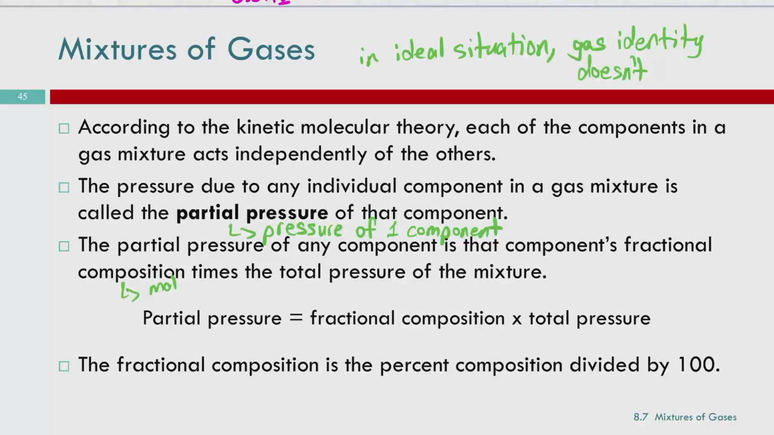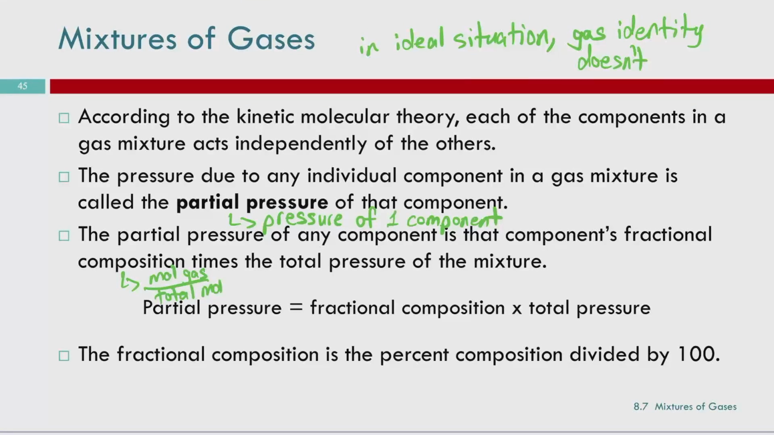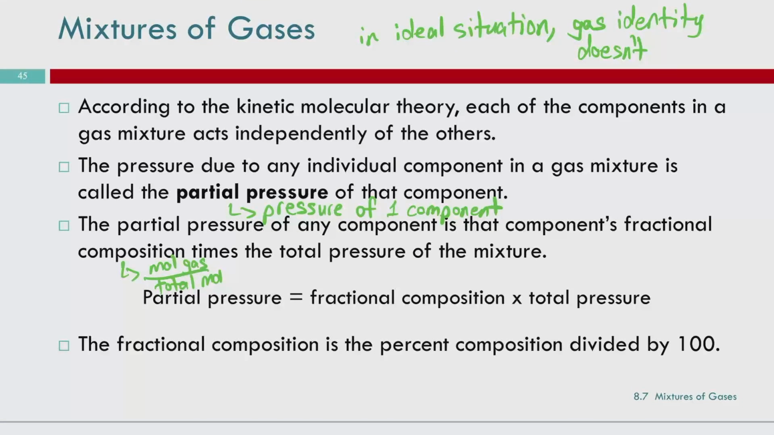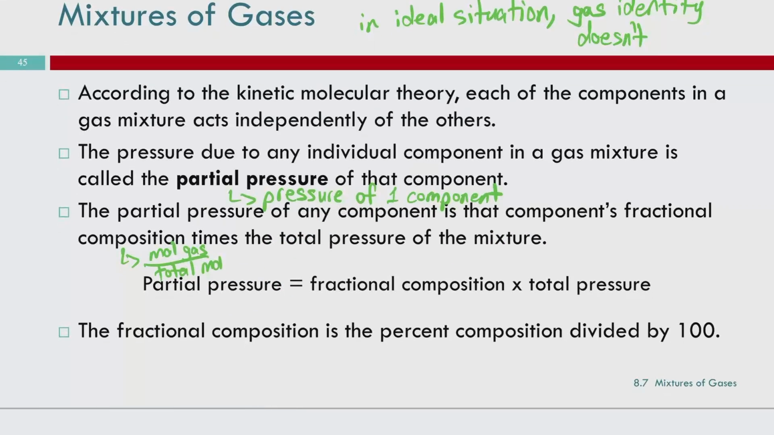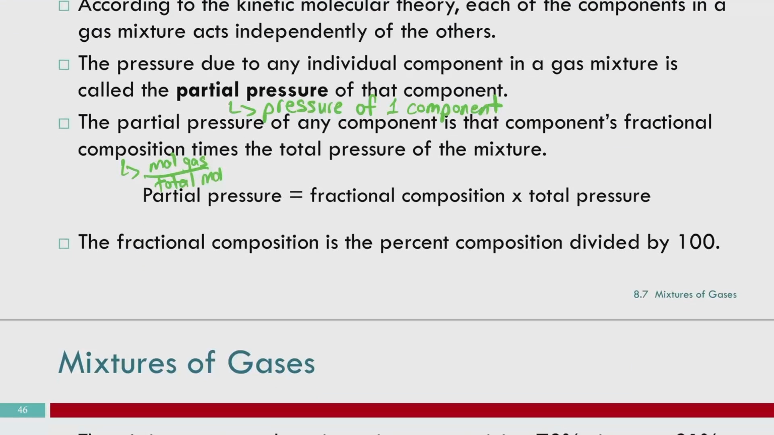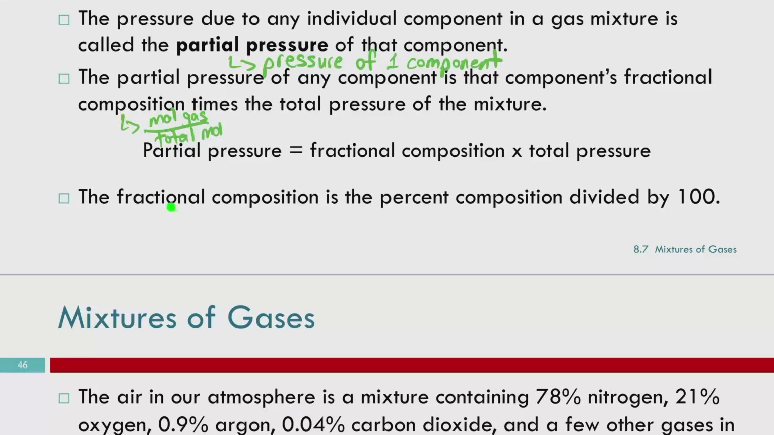So that's the moles of gas over total moles. It's the percentage, but in fraction form. Like what percent of the mixture, but in fraction form. So you take that fractional composition, multiply it by the total pressure of the mixture, and that gives you the partial pressure. I think we've got this written slightly differently. Fractional composition is percent composition divided by 100%.